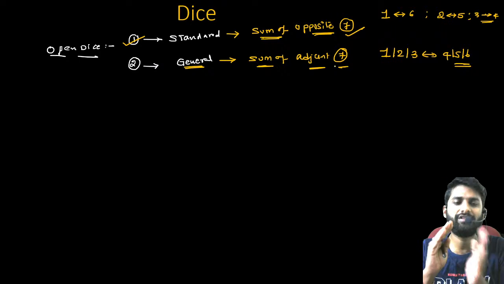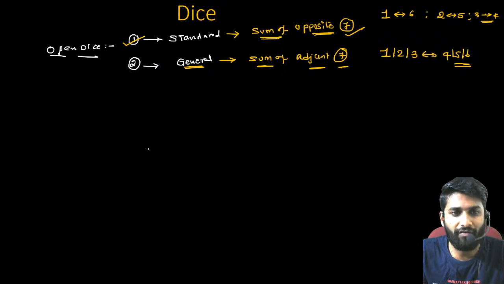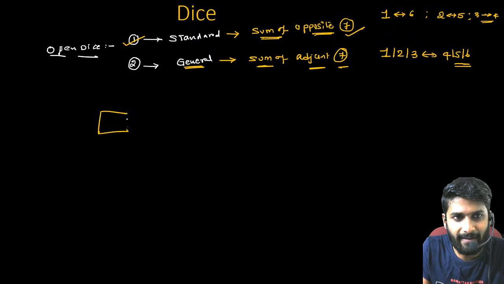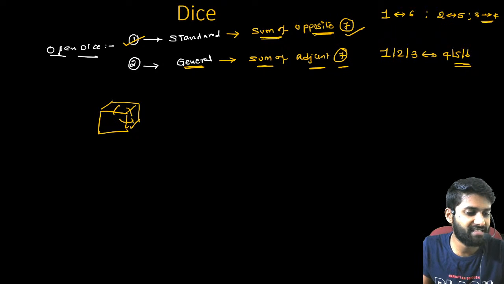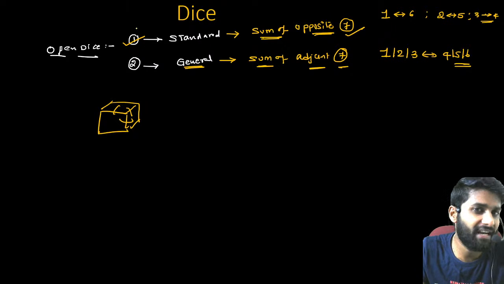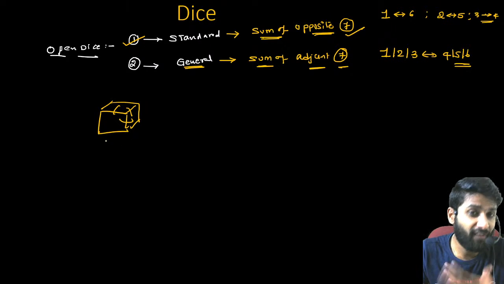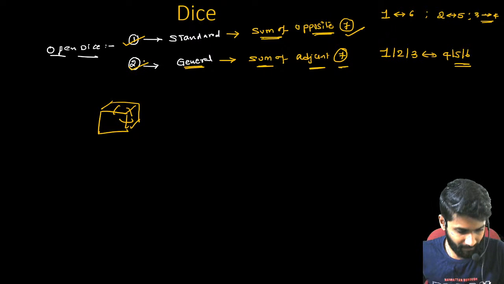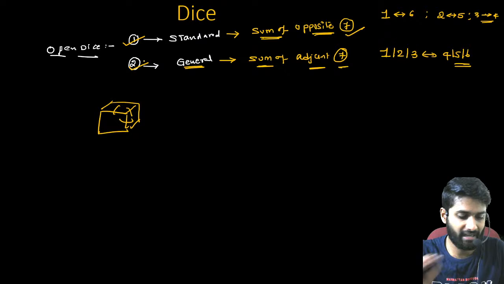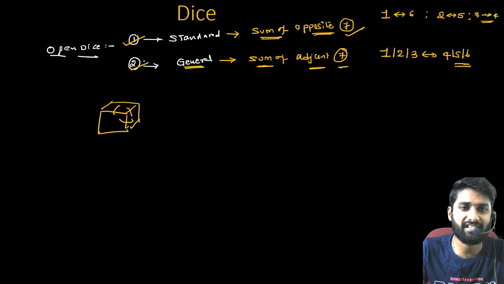Why? Because if you see any die, for example, this is the die. If you see this die, you can see only the adjacent faces, guys. You cannot see the opposite pairs. That's why it is difficult to identify the standard die. That's why if any die is given, you just identify whether it is a general die or not. If it is a general die, no problem, guys. If it is a general die, okay.